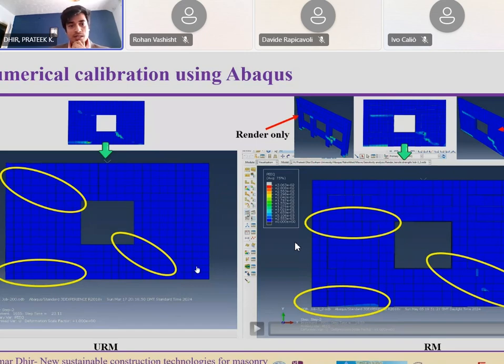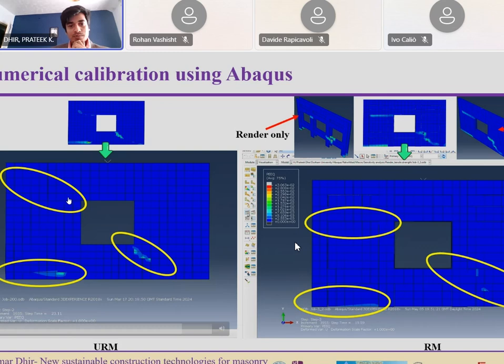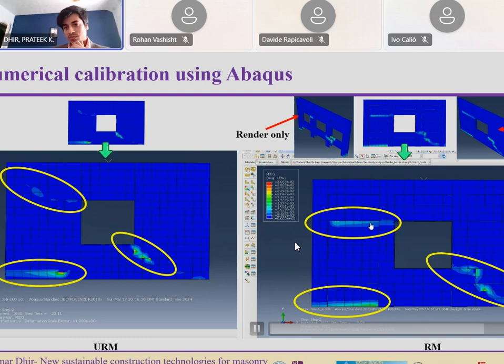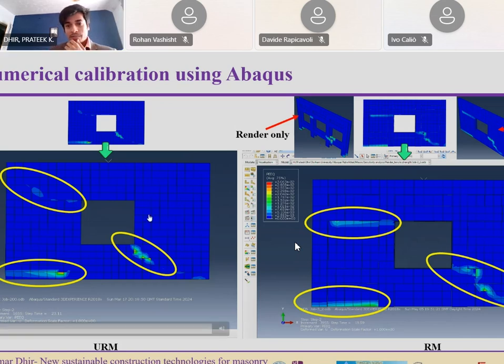This left animation is for the unreinforced masonry. If I go to the right one, in the left one you can see there is a diagonal crack formation, and here it is more like sliding. If you see the top, I try to show separately how the deformation looks in the wall and in the render, and this is the combination.